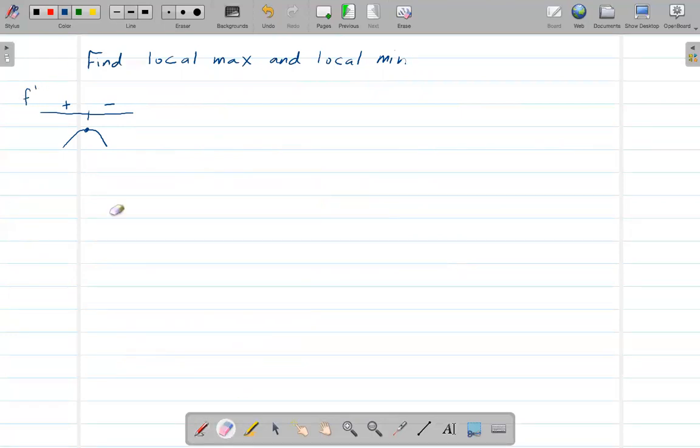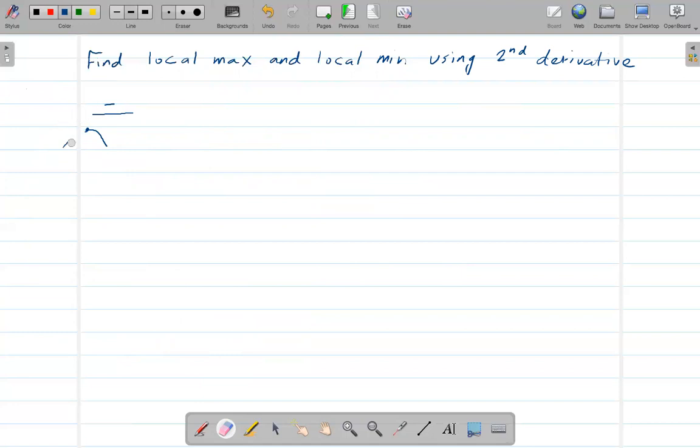But in this case, we have to find the local maximum or minimum using the second derivative, which we haven't done yet. Using the second derivative, we haven't found local maximum and minimum yet. So that's what I'm going to show right now.